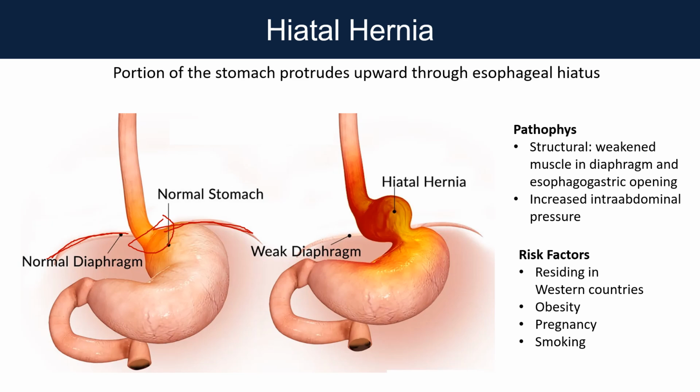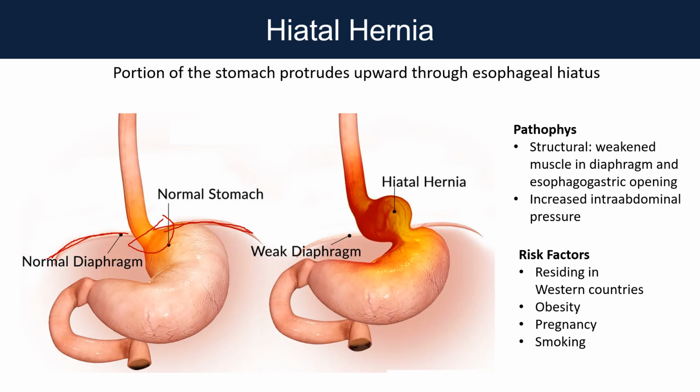Again, our diaphragm is a very, very strong muscle, and it divides our abdominal cavity from our thoracic cavity. When we have a hiatal hernia, there's a weakened muscle in the diaphragm, and part of the stomach seeps on through and creates this bulge. This can happen for a few reasons, but usually it's because the diaphragm muscle is weakened in an area, or there's a lot of increased abdominal pressure that pushes the stomach through this opening.